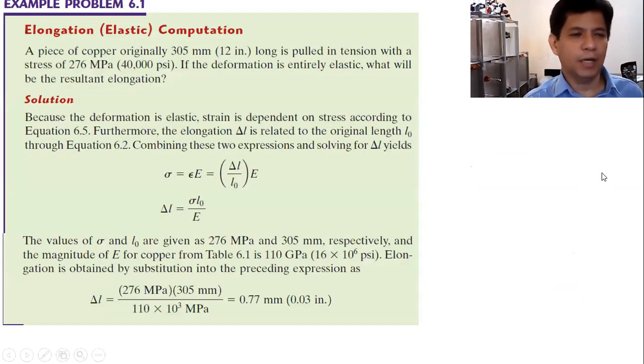Okay. So, in the meantime, let's try to solve this example problem 6.1. So, this is about elongation, ano? Elastic computation. So, consider a piece of copper. So, this is originally 305 millimeter, 12 inches, 1 feet, ano? Tapos, this is pulled in tension with a stress of 276 megapascal or 40,000 PSI.